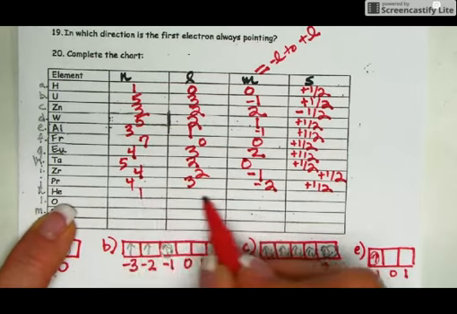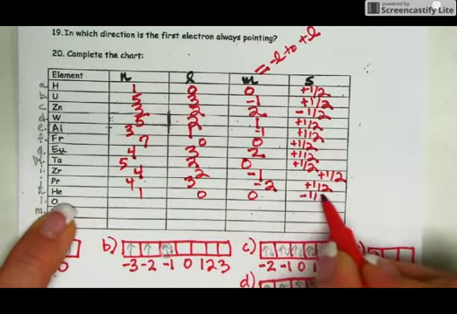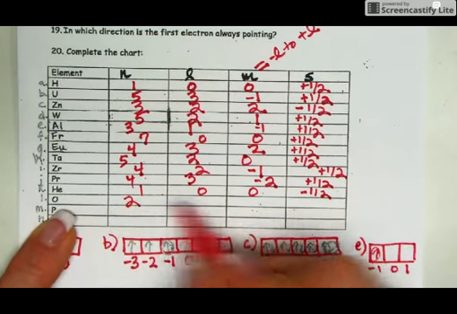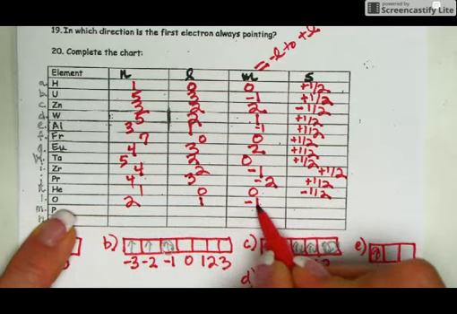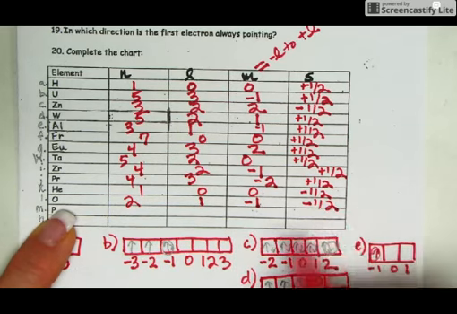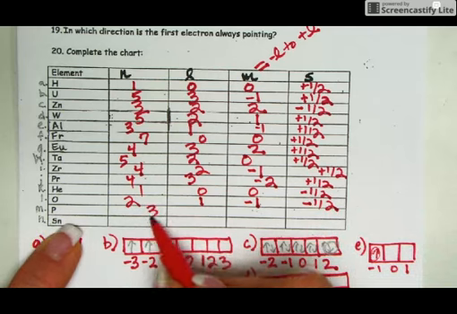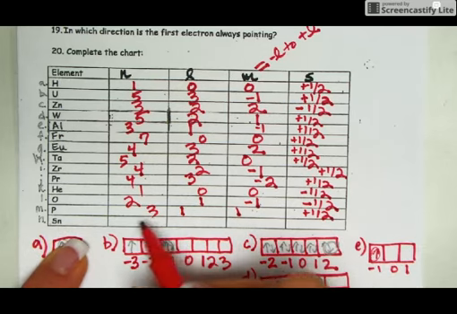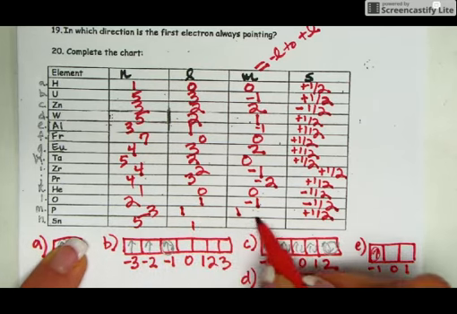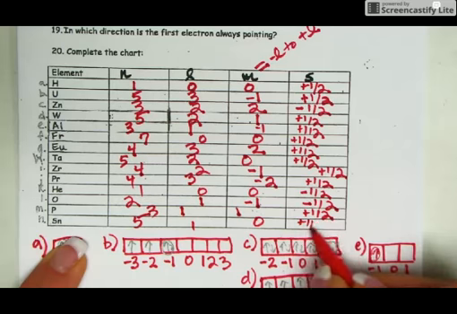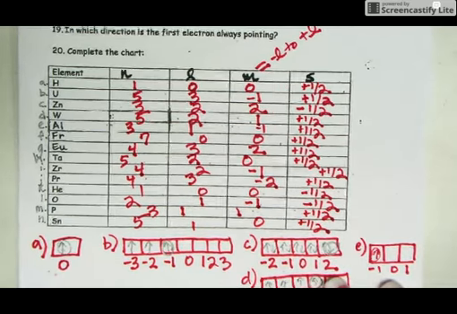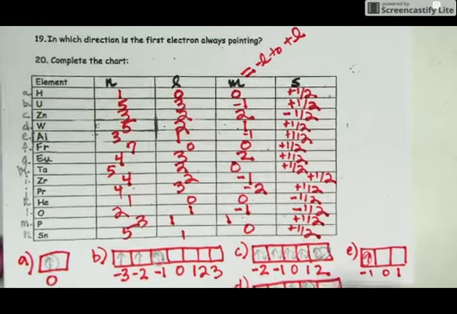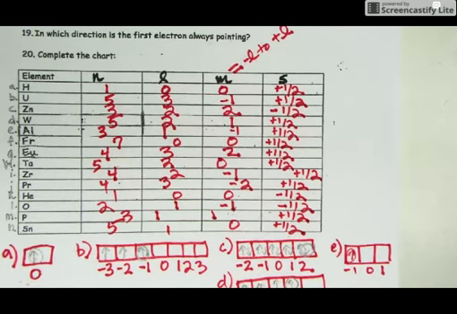Helium, 1, 0, 0, -1/2. Oxygen, 2, 1, -1, -1/2. Phosphorus, 3, 1, 1, positive 1/2. And finally 10, 5, 1, 0, positive 1/2. Okay, those were the answers to the homework from last night. You'll have a couple more of these to do today in class and some also on tonight's homework.